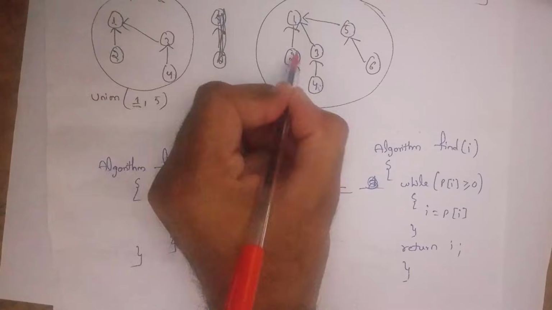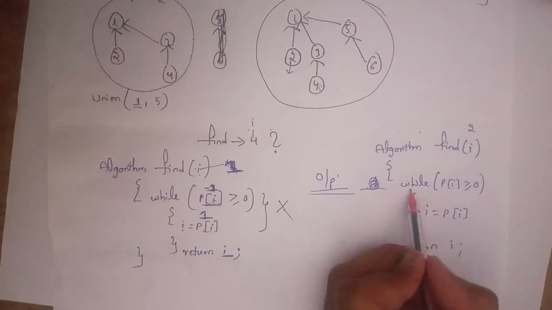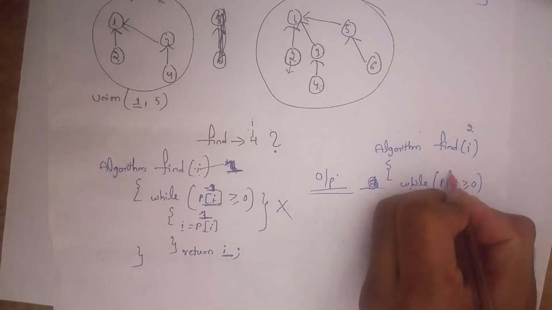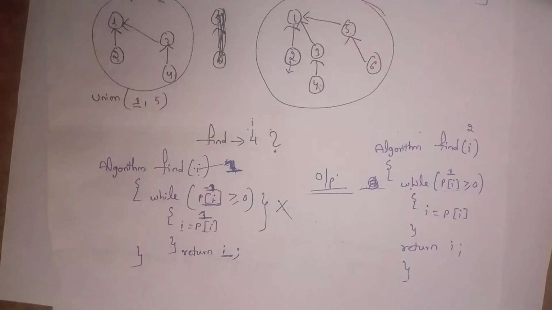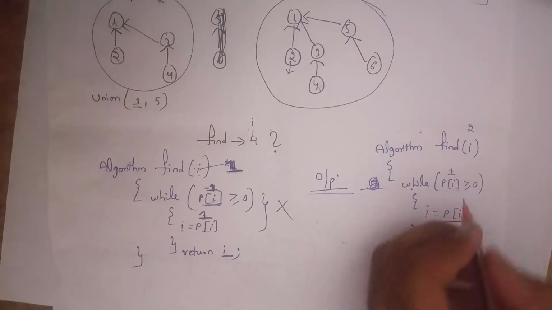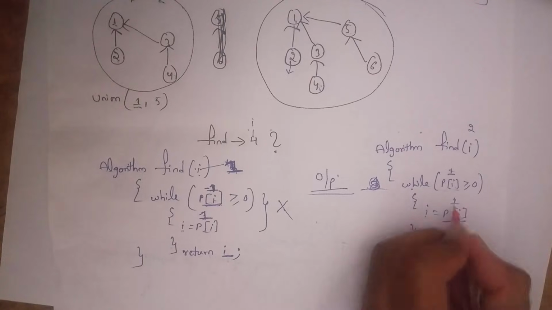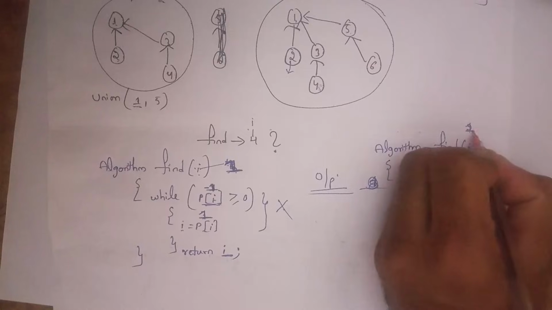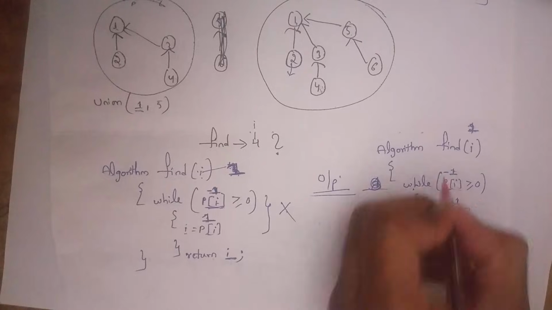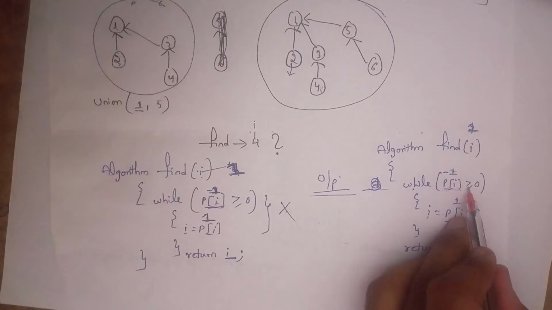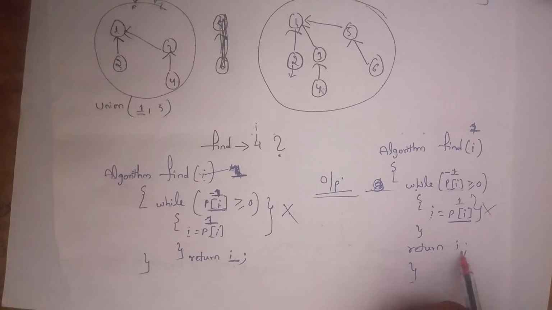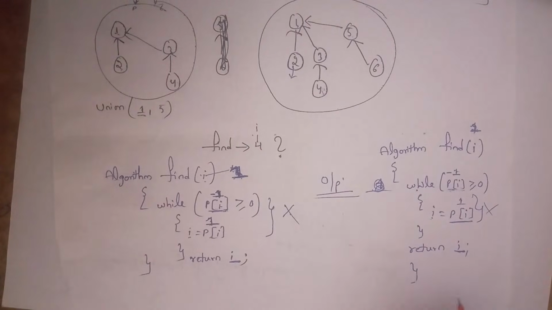This is another example. Now I want to identify parent of 2 where I value is 2. While parent of I, here 2 parent is 1. So parent of I is nothing but 1. 1 is greater than 0. Condition satisfied. So now I value is P of I, which is 1. So now again find 1 because I value is 1. Again find parent of 1. 1 doesn't have any parent, so -1. -1 is not greater than 0. -1 is less than 0. So it will skip this while loop and it will return I value. I value is 1. So it will return 1.